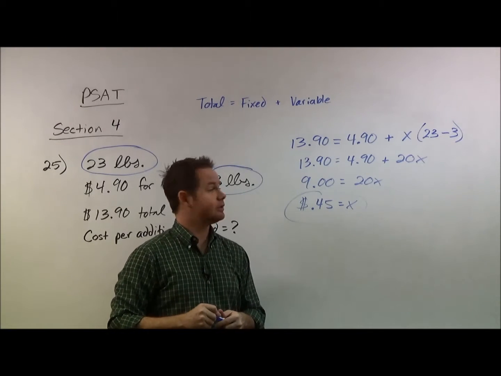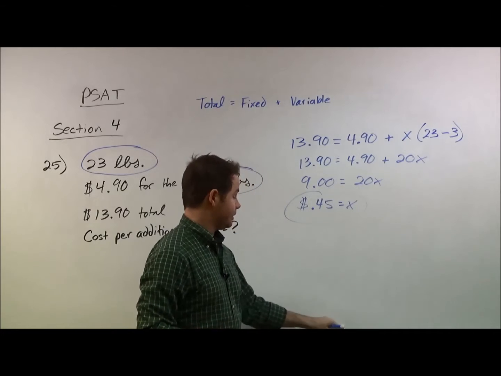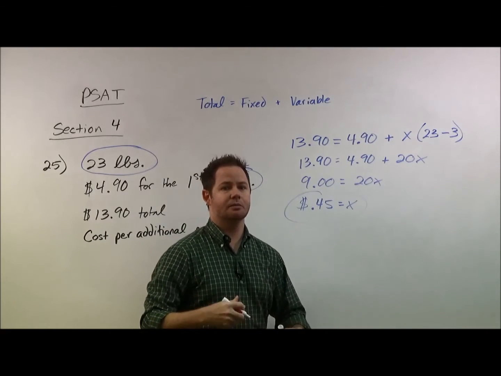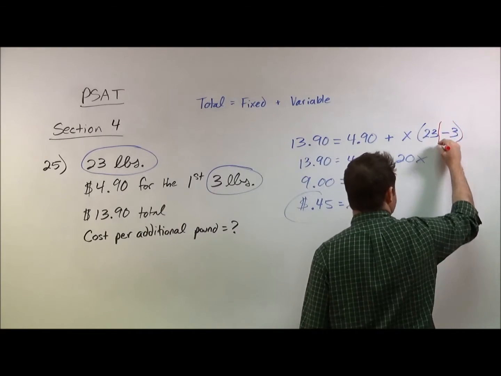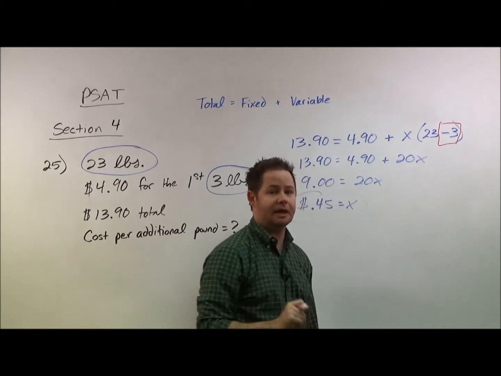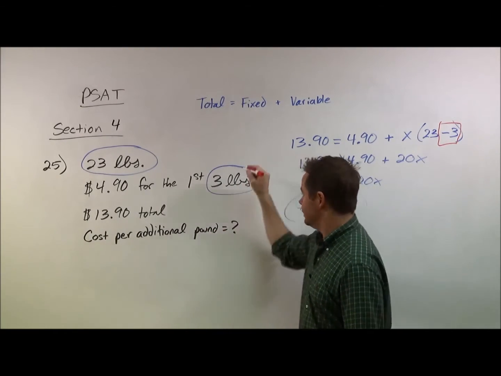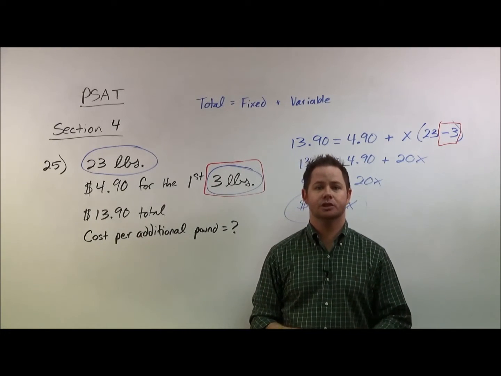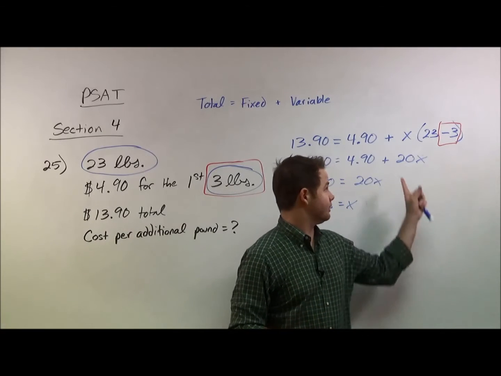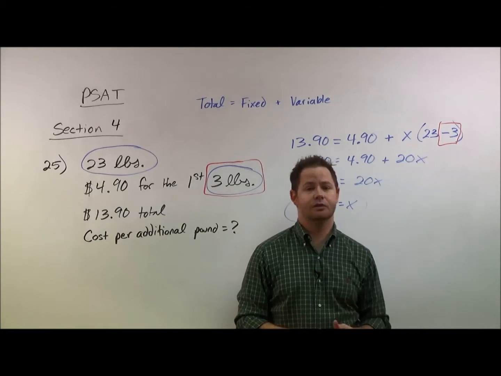But what's really important to make sure that we do, I'm even going to circle it in red because it's the number 1 most forgotten thing on these kinds of questions. Don't forget to subtract the amount that you've already paid for. Our fixed cost already covered those 3 pounds. So we want to make sure that we acknowledge in our calculation that those 3 pounds have already been paid for.